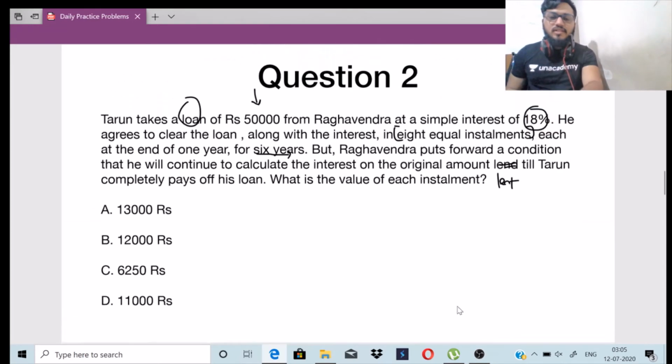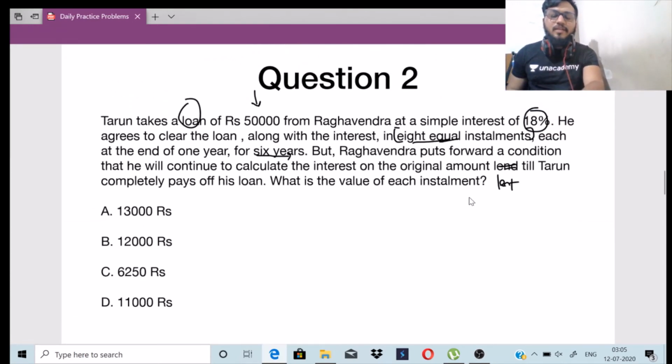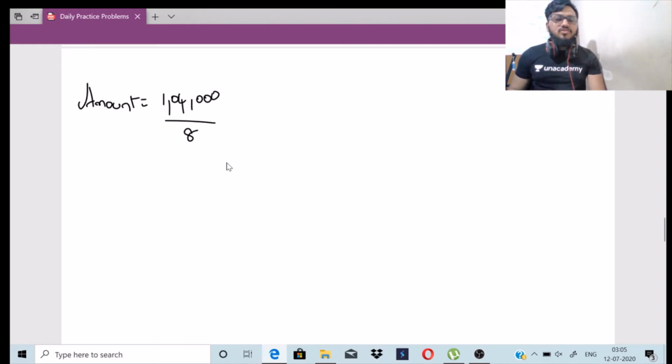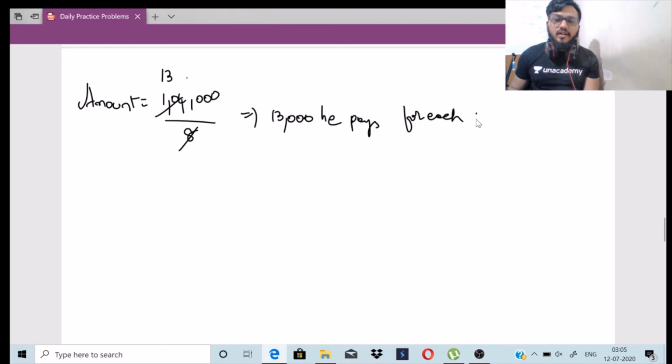How many installments is the person taking for repaying the loan? It is 8 equal installments. So the amount is 1,04,000 divided by 8. 8 ones are 8, 8 tens are 80, 8 threes are 24, and the last digit is 0. So this will be 13,000 that he pays for each installment.